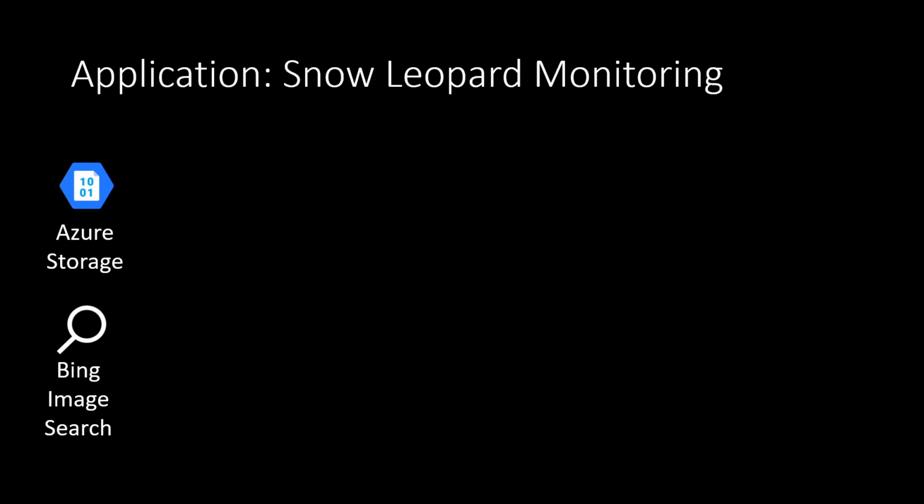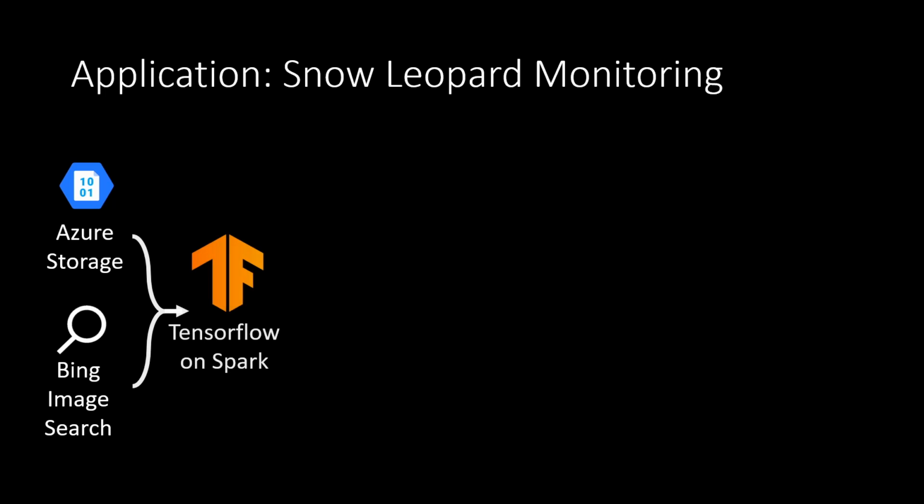Our first application of this work is an effort in snow leopard monitoring, with the goal of tracking and identifying the endangered snow leopard population through camera trap images, just photos of a snow leopard that are taken in the wilderness. So to do this, we first gather our data set. We pull a bunch of labeled data from Azure Storage. We can also use Bing Image Search to bootstrap a data set. We can search for snow leopards and gather a huge amount of images right off the bat without any human labeling. We can then train a deep network with TensorFlow on Spark and interpret this deep network to get a deep semantic segmentation method using Lime on Spark.